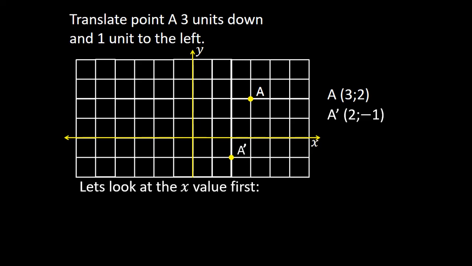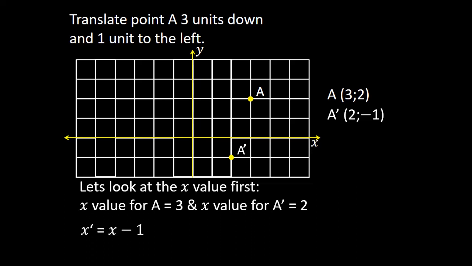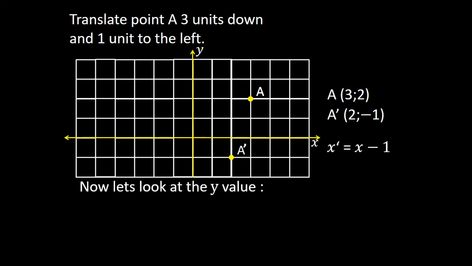Alright, so if I look at my x value first, from A to A prime, can you see that for A it's 3 and for A prime it's 2? So what's happening? Basically we're subtracting 1 from the x value of A to get A prime. So the way we write that is x prime is equal to the x value minus 1. Okay, let's put our x value there, and now we're going to look at our y value.